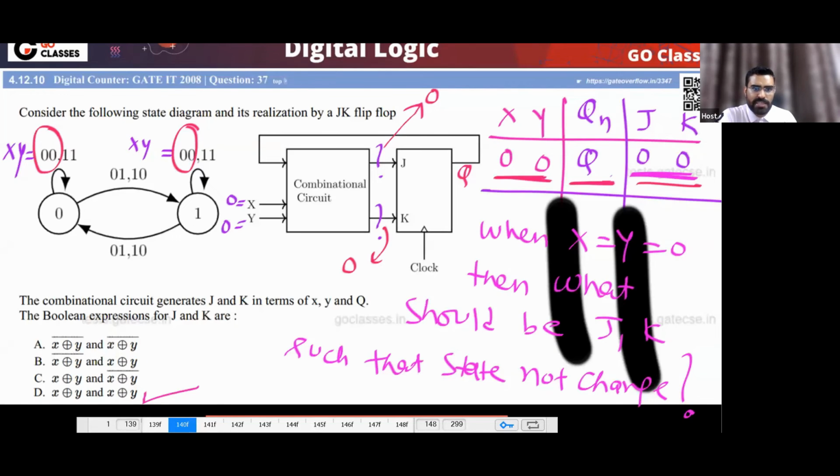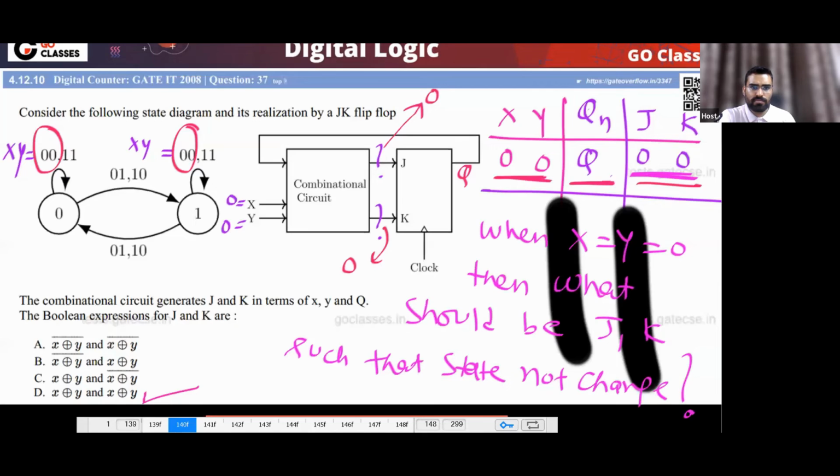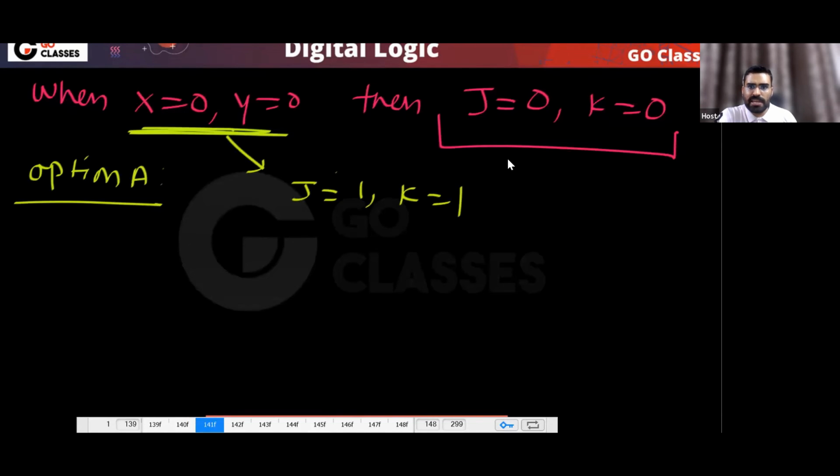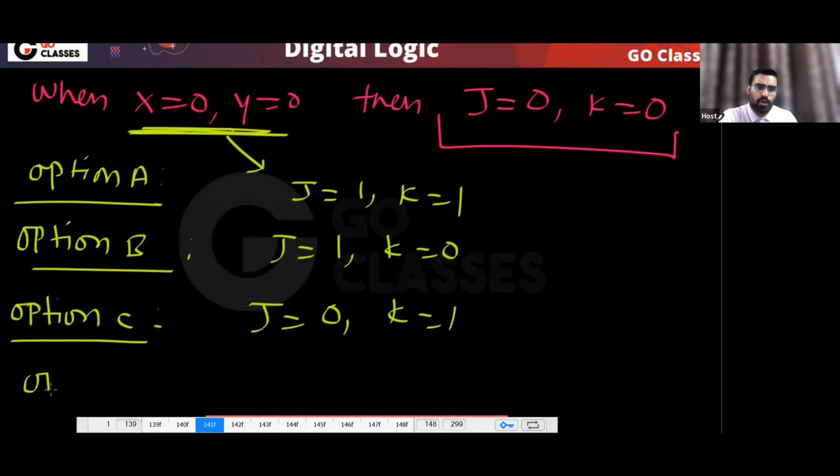But what is option A saying? When x is 0, y is 0, option A is making j equal to 1, k equal to 1. Option B is doing j equal to 1, k equal to 0. Option C is doing j equal to 0, k equal to 1. And option D is doing j equal to 0, k equal to 0.